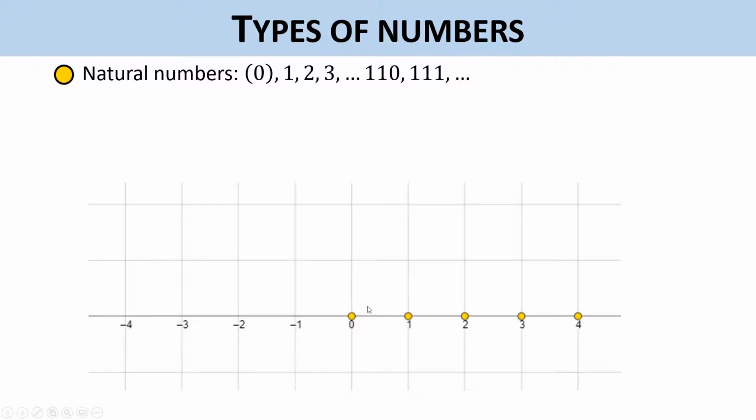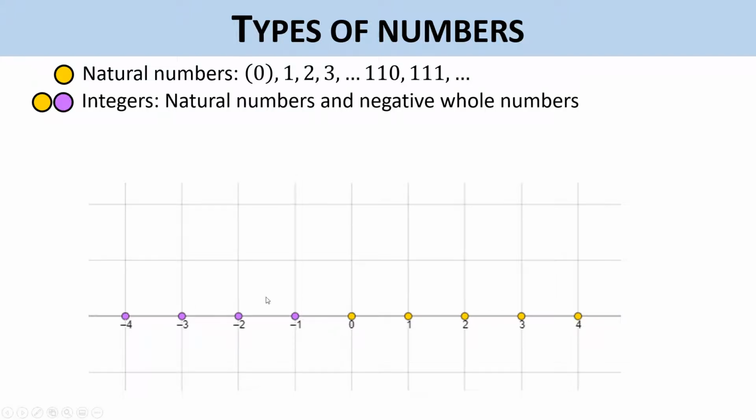And on the number line, all of these numbers are points, starting at 0 or maybe 1, and then going to the right in steps of 1. If we also include numbers that we can find counting down, then we can also find negative whole numbers. And all the negative and positive whole numbers together are called the integers. So that is the natural numbers and negative whole numbers.